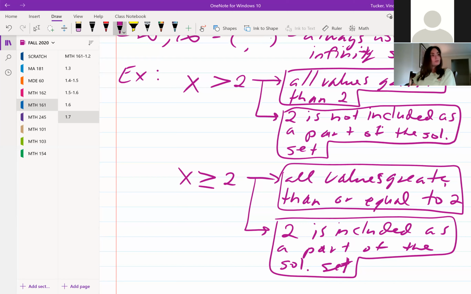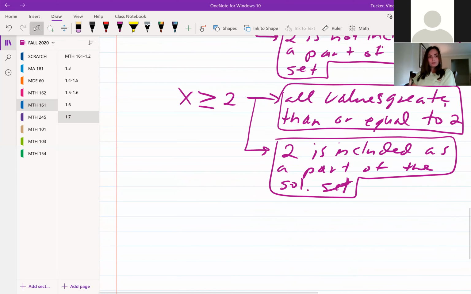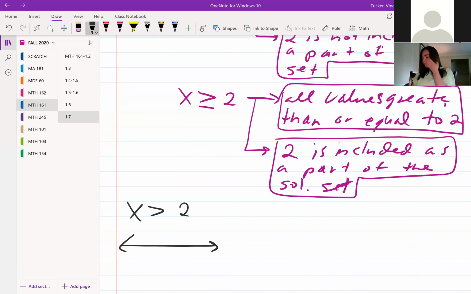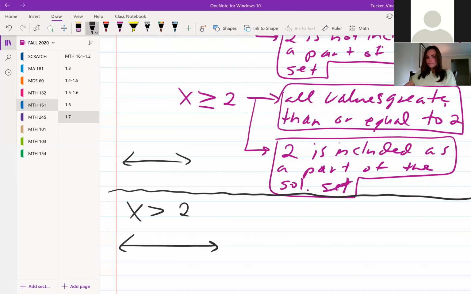So now, if I want to go and show the other piece of that, so for x is greater than 2, if I wanted to graph, let me do this. Generic number line, just make sure we're clear with that.